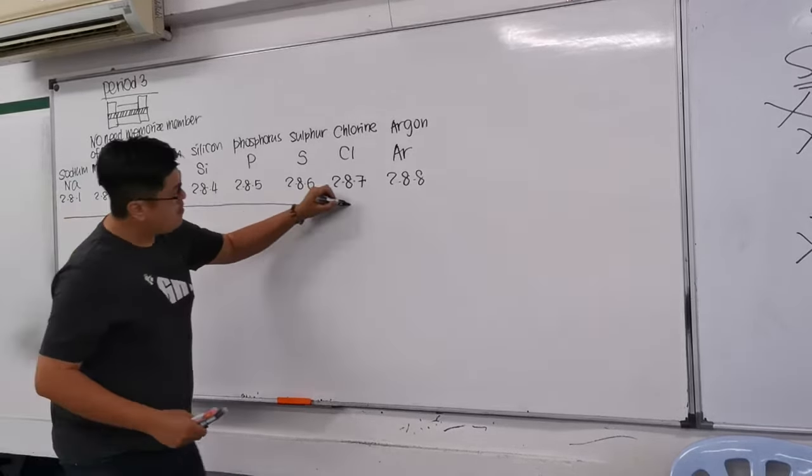This one I call X. This one I call Z. This one I call C. This one I call D. This one I call A. This one I call B. Okay, that's it. So the question asks us to arrange the element size in ascending order. Arrange the elements in ascending order.